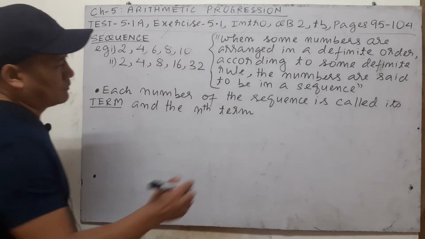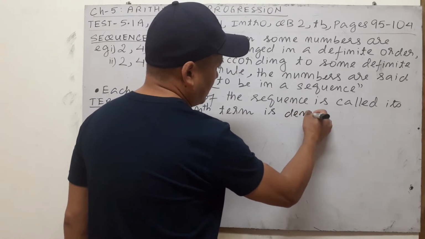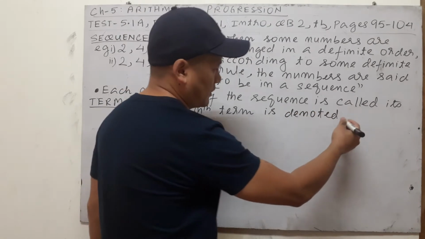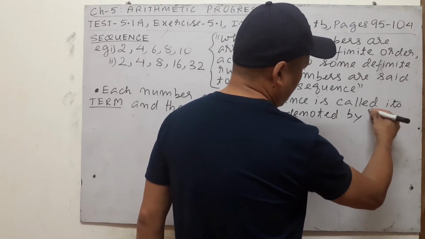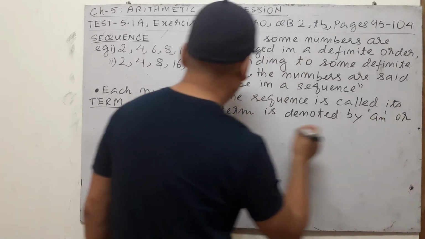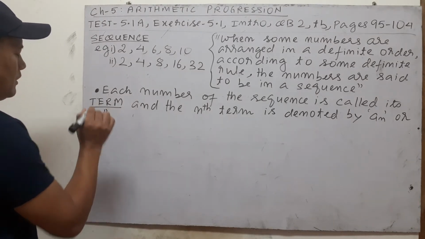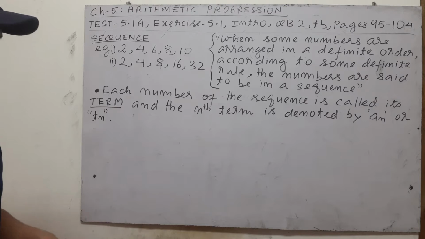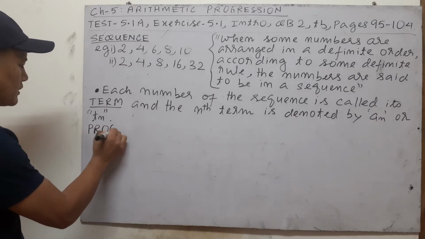And the nth term is usually denoted, in most textbooks, by an, like this, or some textbooks also use tn, nth term. Both are the same, right? So that is the definition for a sequence. After your sequence, we'll now discuss what a progression is.